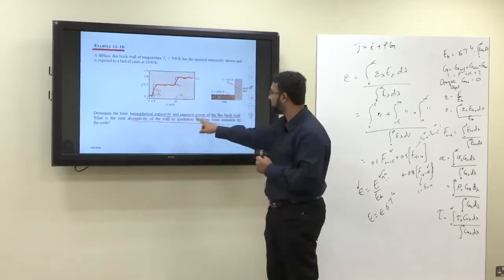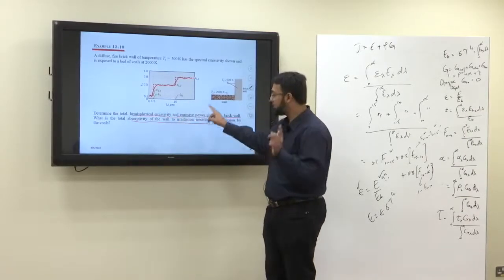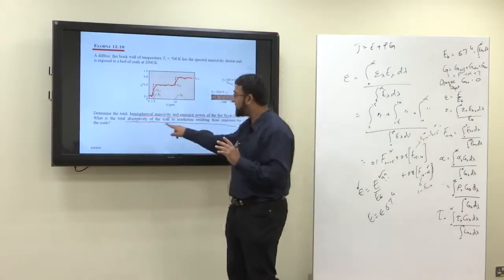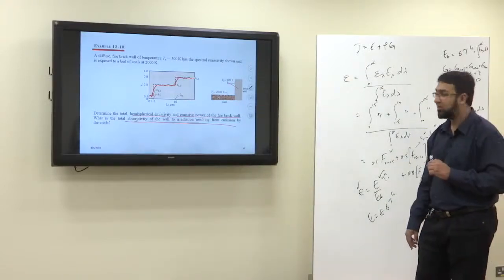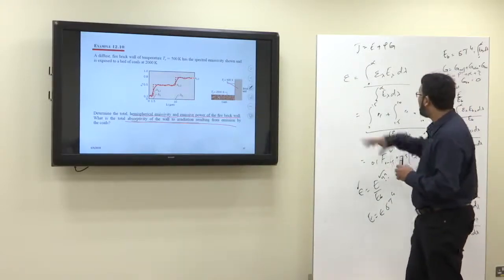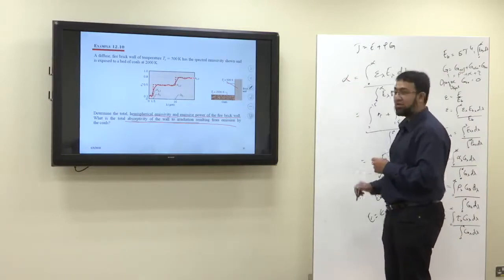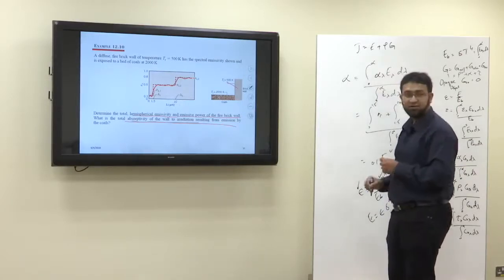The next part was, the first part was to find the hemispherical emissivity. We did it. Then emissive power of the brick wall. We did it. Now what is the total absorptivity of the wall? Now we need to find out the total absorption of the wall. Right? For finding total absorption of the wall, that will be what? Absorption will be alpha here, and then this will be alpha here, right?